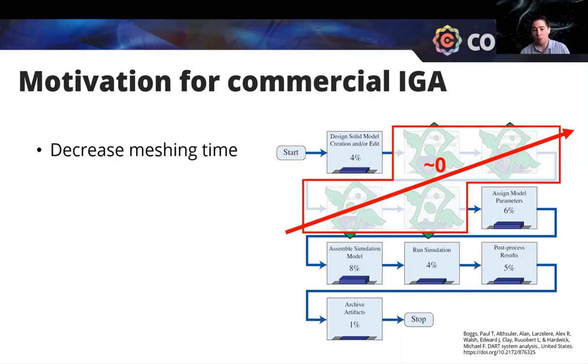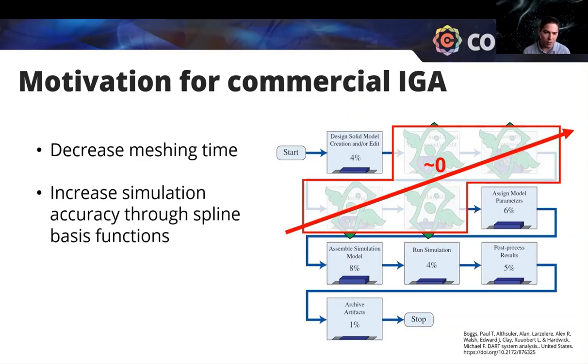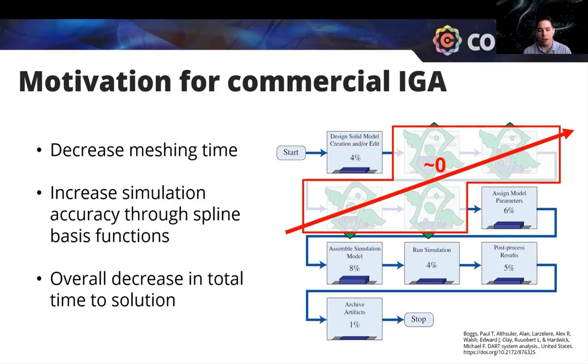And one of the ways we can do this is by decreasing the time to build a mesh. But if we can do this while also increasing the simulation accuracy through spline basis functions, we can actually result in an overall decrease in the time to the solution. So if we've cut out all these non-value added things, we have even a little bit more flexibility, so that even if the simulation takes a little bit more time to run, overall, our total time to solution has decreased. And if we decrease total time to solution, that allows you to advance or accelerate your product design cycles, as well as lower your costs.